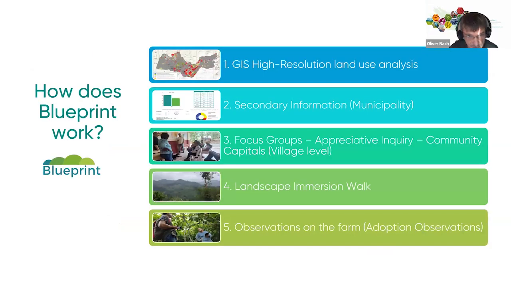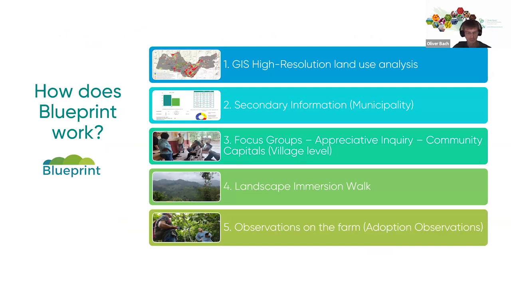It's a five-level system. It starts with the high-resolution satellite image analysis, and secondary information as available from official data. Mostly these data, at least in Colombia, are available at municipality level. Of course, they don't go to the village level, but they provide some good additional feedback on socioeconomic data. At the center of the tool are really the focus groups, the interaction with the local stakeholders, a positive approach that builds on the assets of the communities first.